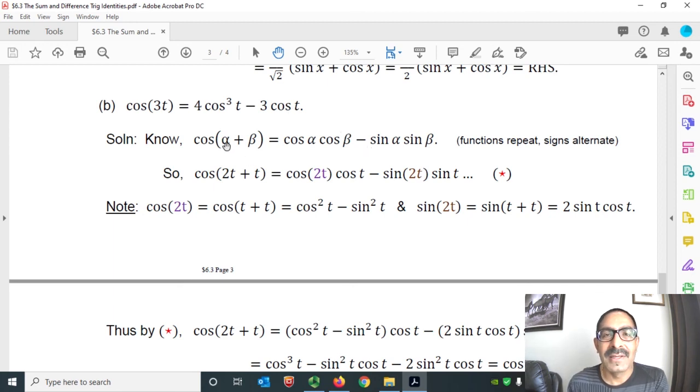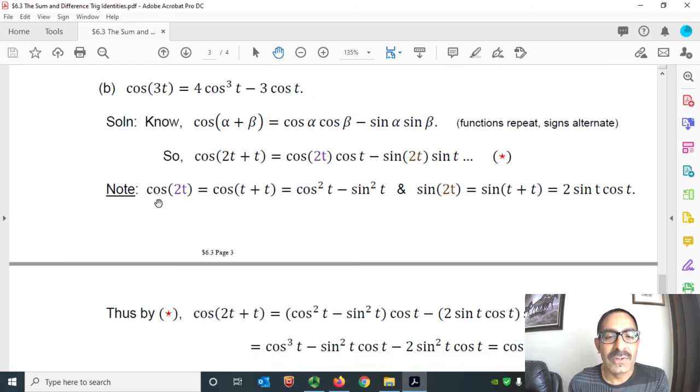Now let's replace alpha by 2t and beta by t. Then we have this star formula here. And by the way, cosine of 2t plus t is cosine 3t. So I'm substituting this star in left hand side here. And also we know this formula, cosine of 2t is cosine of t plus t equals cosine square t minus sine square t.